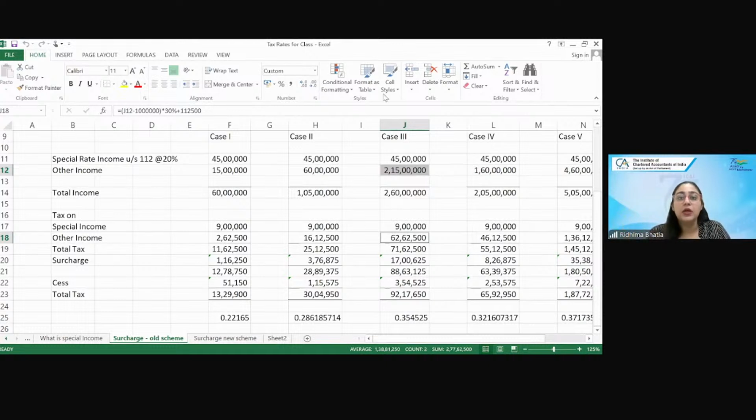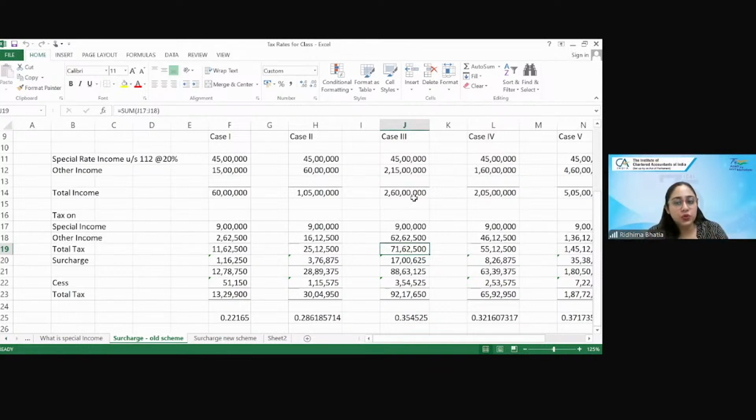Got it? Perfect. Now, total tax कितना आया? 71 lakh 62,500. अभी तक what you were doing? Surcharge you were applying directly on the tax which is coming with special rate and normal rate. Total tax combined करके you were applying surcharge. Only when the income is crossing 2 crore, you have to be very careful.